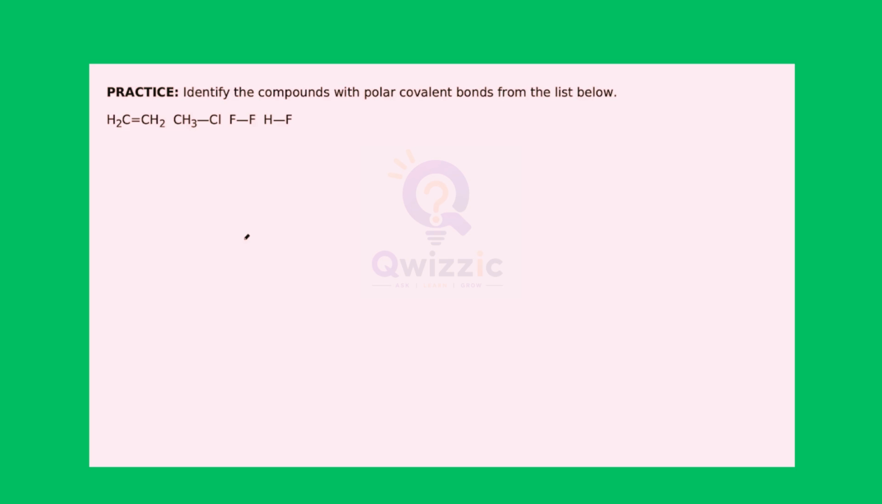Hello everyone, so in this video we want to identify the compounds with polar covalent bonds from this list below. So we have four different compounds that we have here.